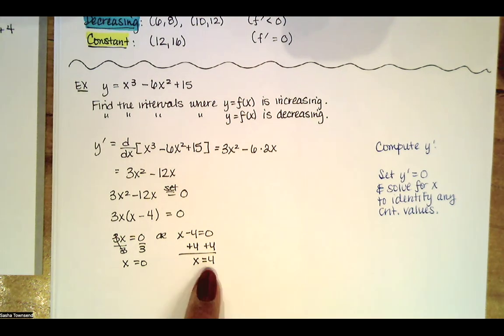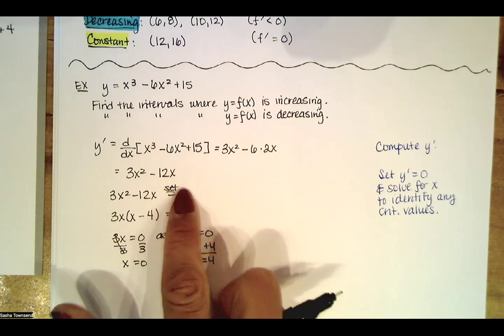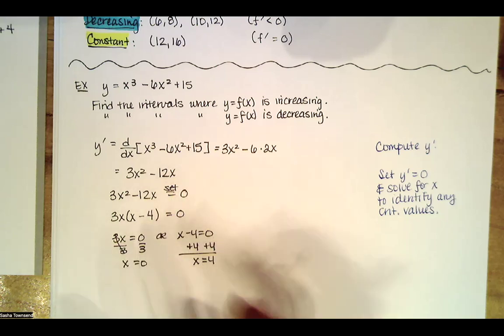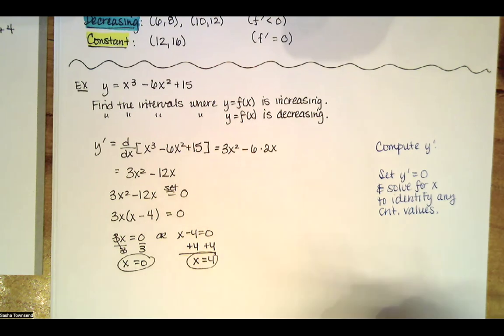So these are two x values that are critical values for our function. These are potential x values where this function could change signs. It might go from positive to negative or negative to positive, but it's also possible that it goes from positive to positive or negative to negative. It really just depends. But these are our critical values.